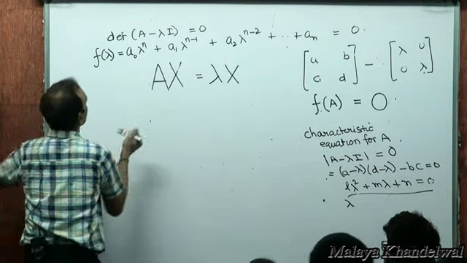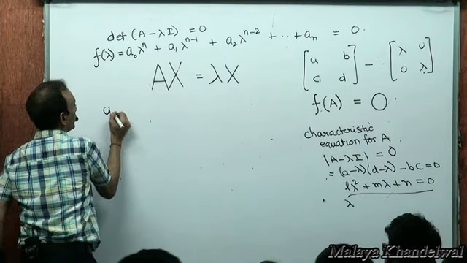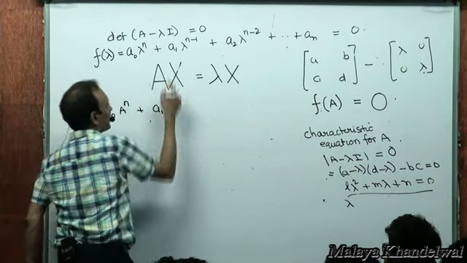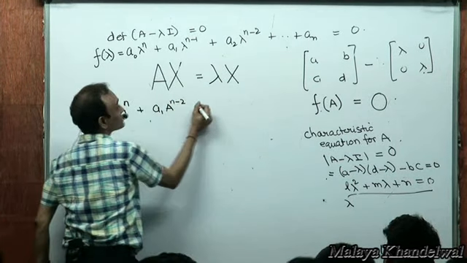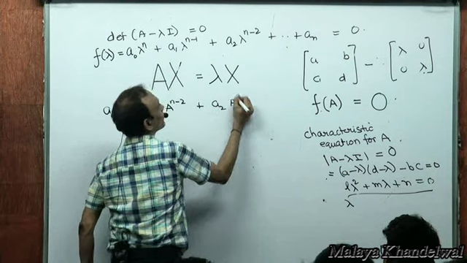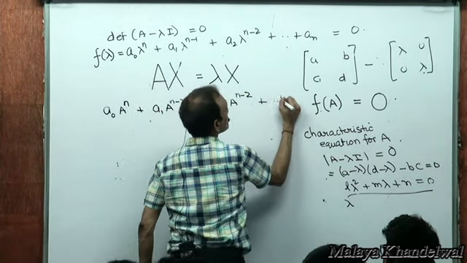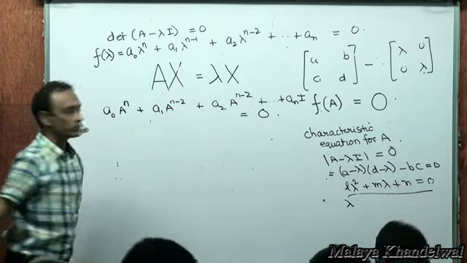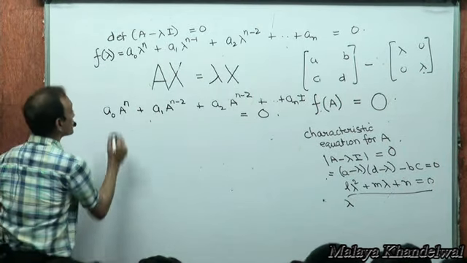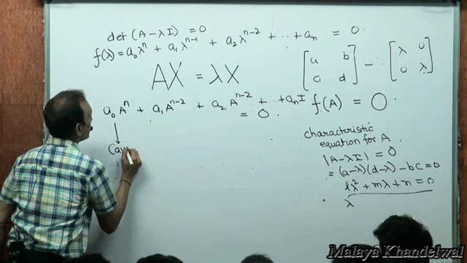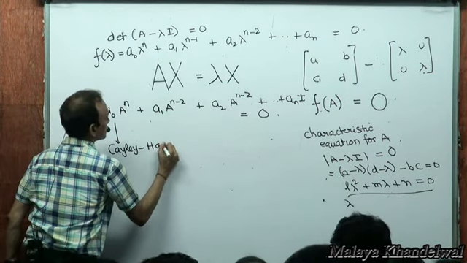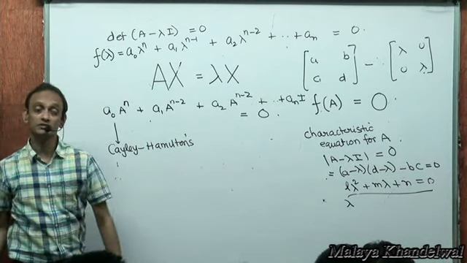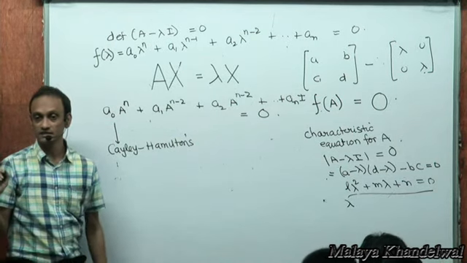So essentially, the following will happen. A naught A to power n plus A1 A to power n minus 1 plus An I, where I is a unit matrix of the same order, must be 0. I have not proved it, and it's not that trivial. This equation is called the Cayley-Hamilton equation, and it has far-reaching consequences.